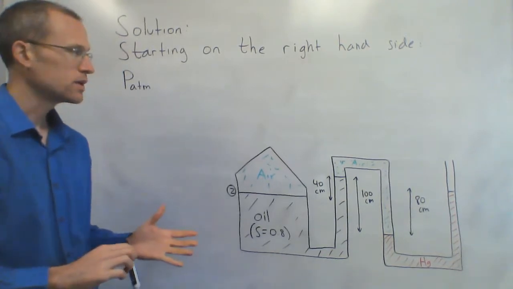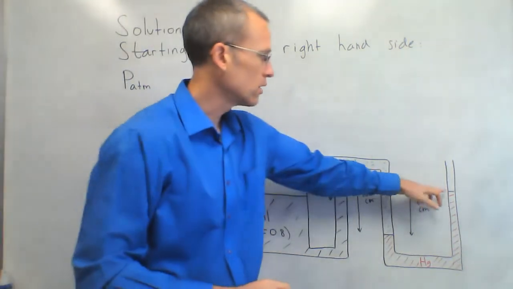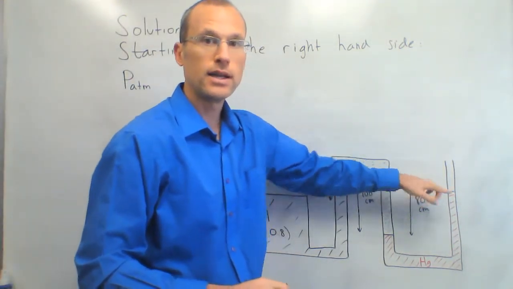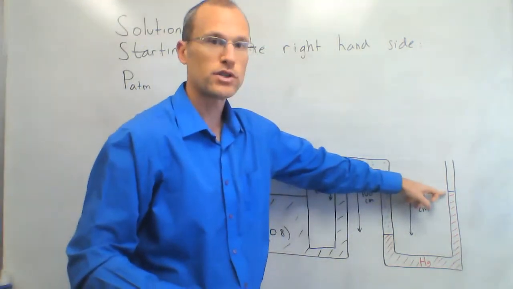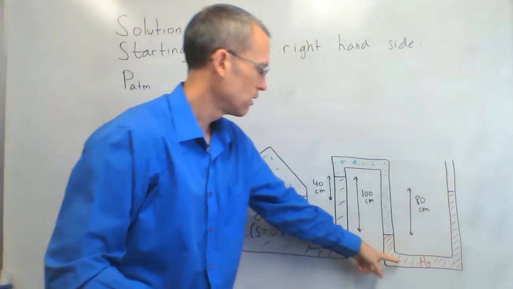So the way I'm going to do this is just start where I know the pressure, which is the right-hand side. Here, I'm open to the atmosphere, so I know the pressure right at this point, at that line, is atmospheric pressure. So that's where I'm starting. Now I want to get to this point down here.